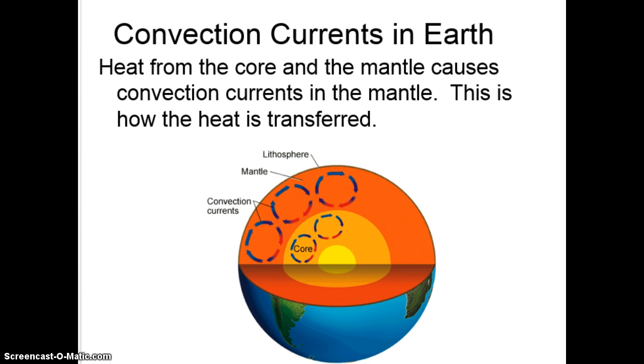Convection currents in Earth. Heat from the core and the mantle causes convection currents in the mantle. This is how the heat is transferred. If you look at the diagram below, it'll show you the convection currents that are occurring in the mantle and in the core.